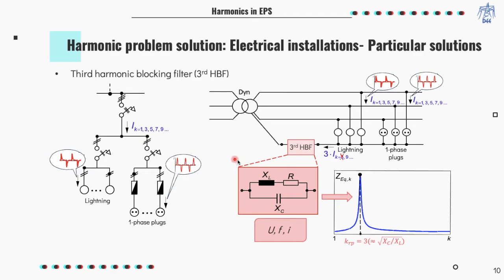However, the option of installing a third harmonic blocking filter in the installation exists when the cross-section of the neutral conductor is not enough to drain this harmonic. The third harmonic blocking filter presents a high value of the impedance at the harmonic to be eliminated. Therefore, this harmonic doesn't flow through the neutral conductor. In order to select this filter, the nominal voltage, the frequency, and the current are required.